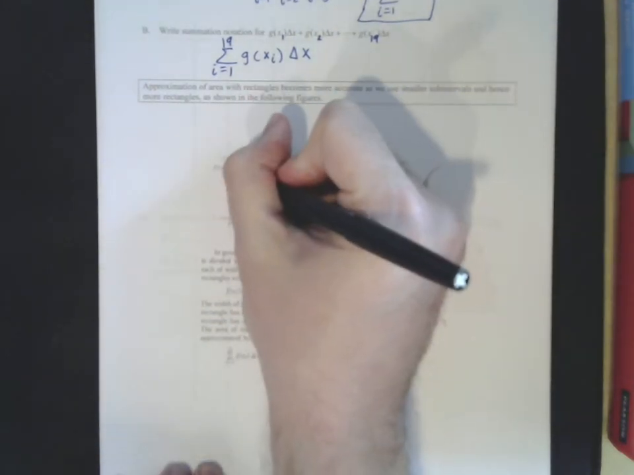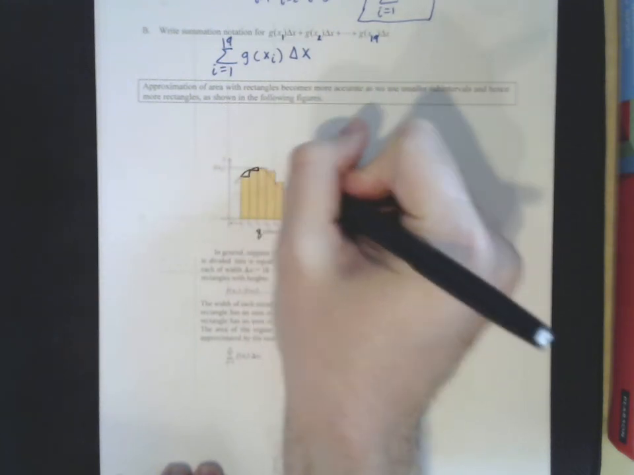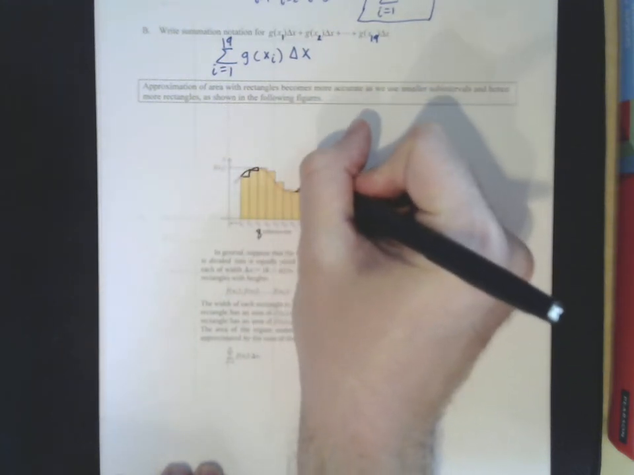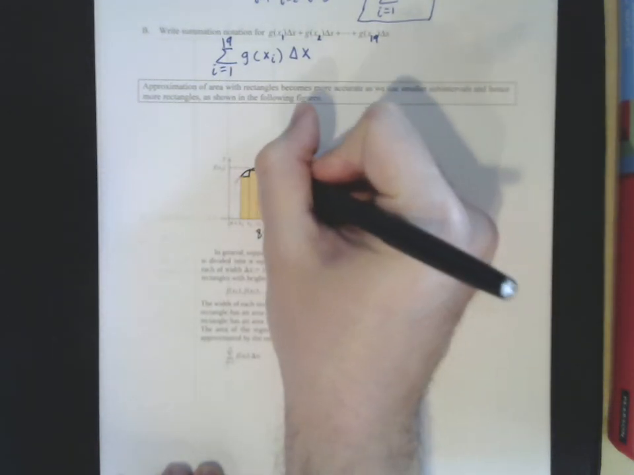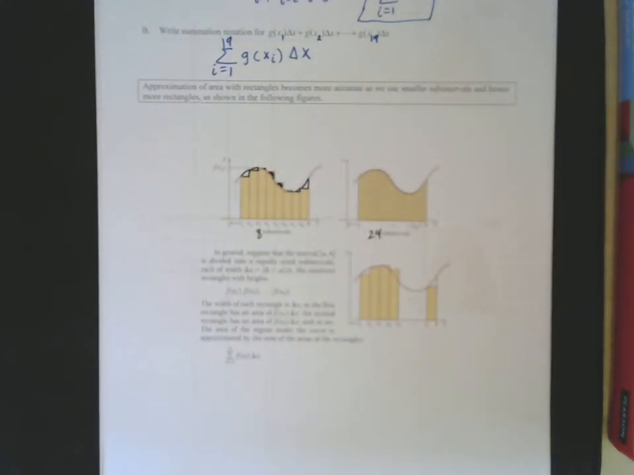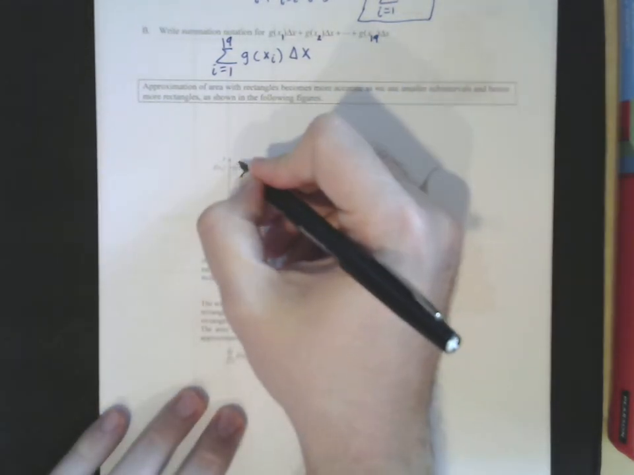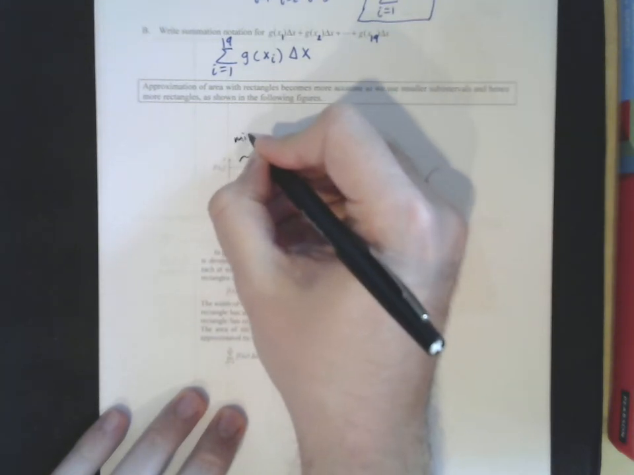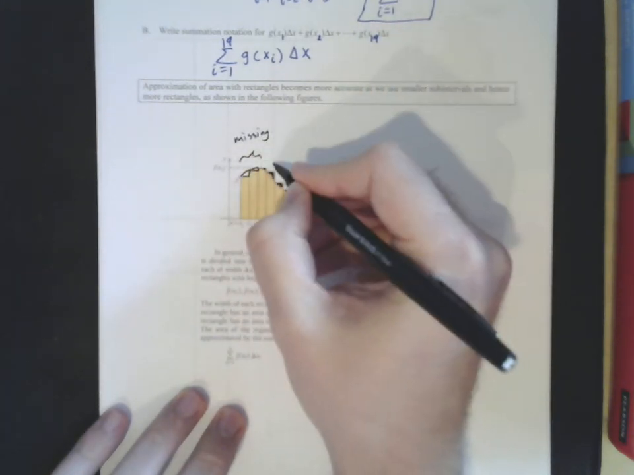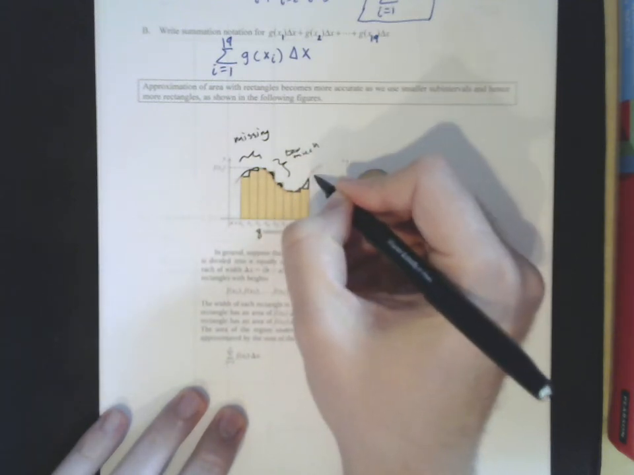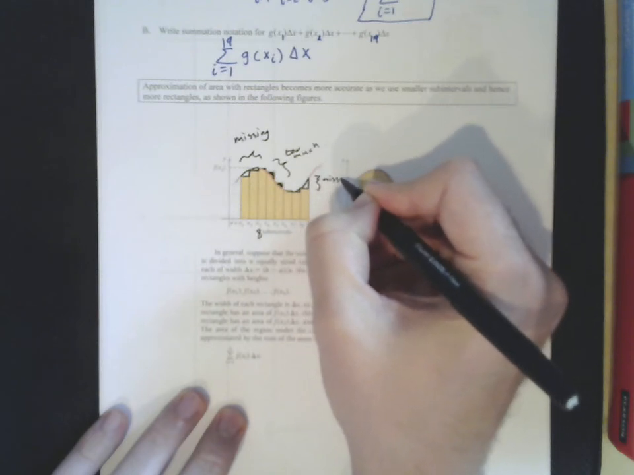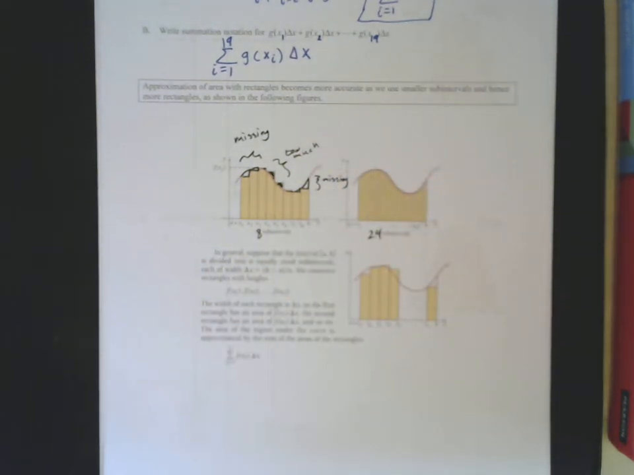But what you can see is here we are missing some, and we are over on some of these. So right off the bat, these are missing area. This is too much area. And again here, this is missing area again. So we know that this isn't going to be a perfect approximation because we've got some issues.